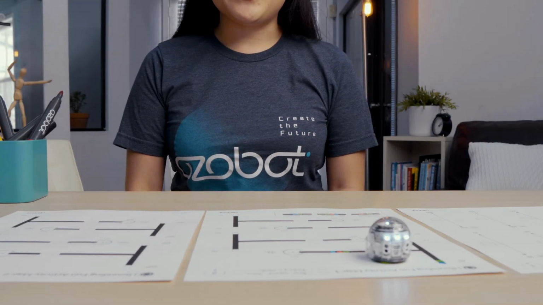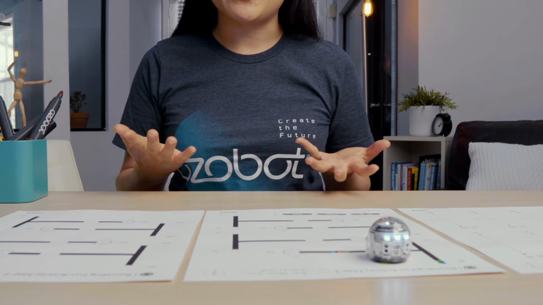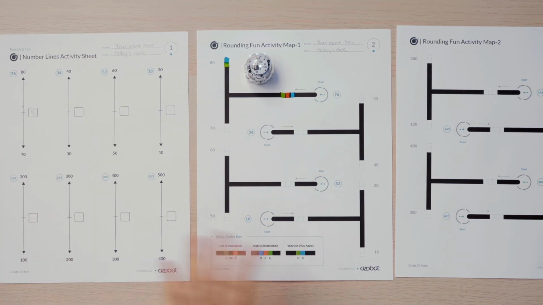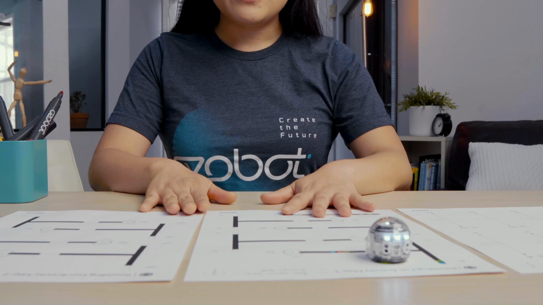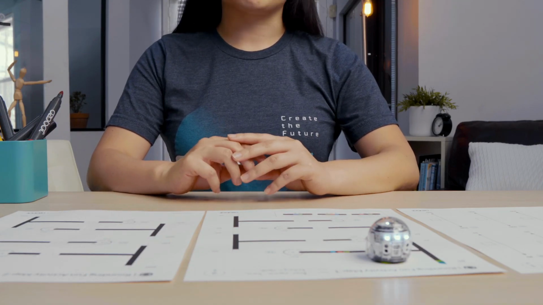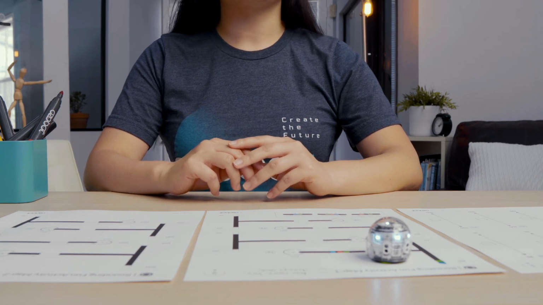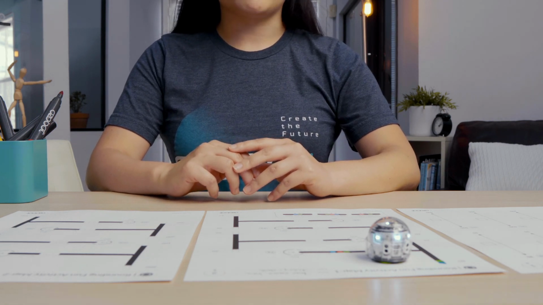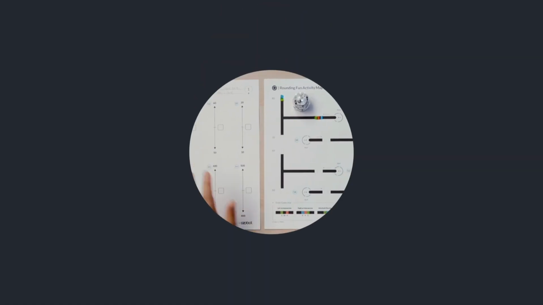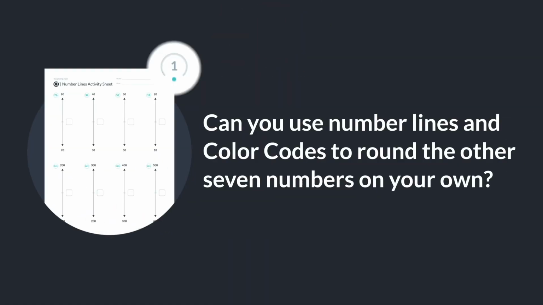I have some good news. Your rounding fun has just begun. You have 7 more numbers to round using a number line, color codes, and your bot. Some numbers will round to the nearest 10 and others will round to the nearest 100. My Ozobot and I are going to play with more numbers. Can you use number lines and color codes to round the other 7 numbers on your own?